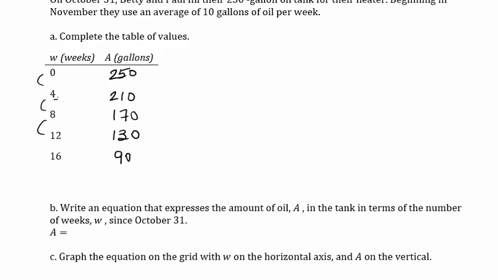Next, in part B, we want to write an equation that expresses the amount of oil A in the tank in terms of the number of weeks W since October 31st. So they started with 250 gallons. The amount of oil was decreasing by 10 gallons per week, and so that would be 10W. So altogether, 250 minus 10W.